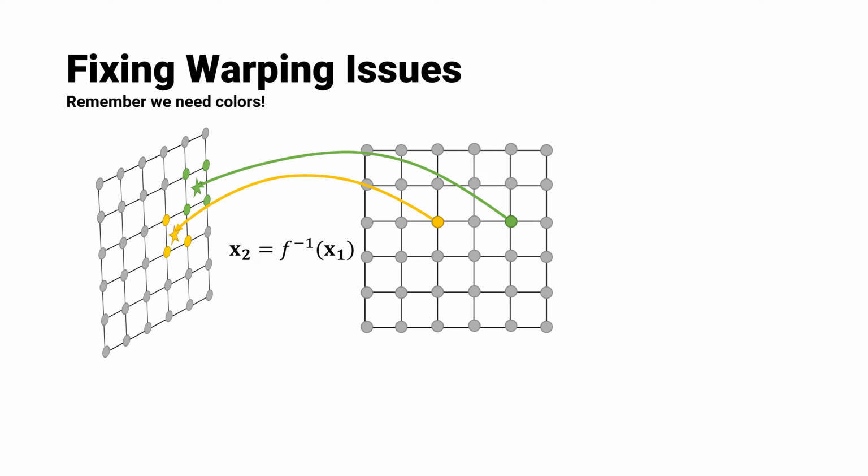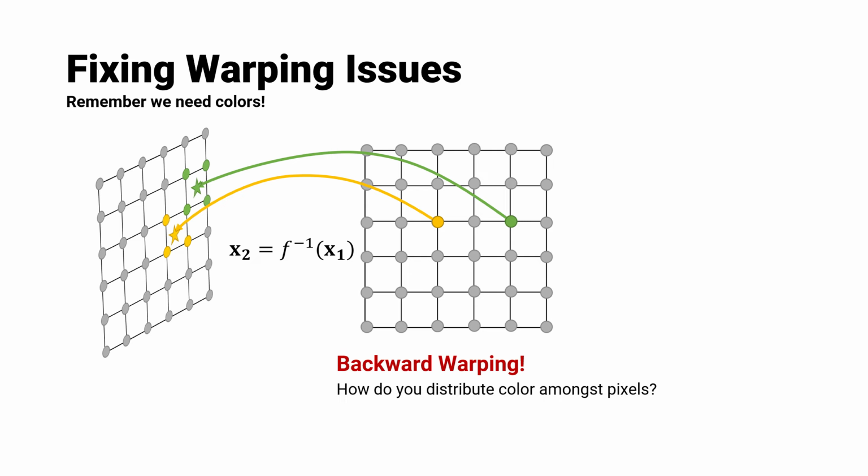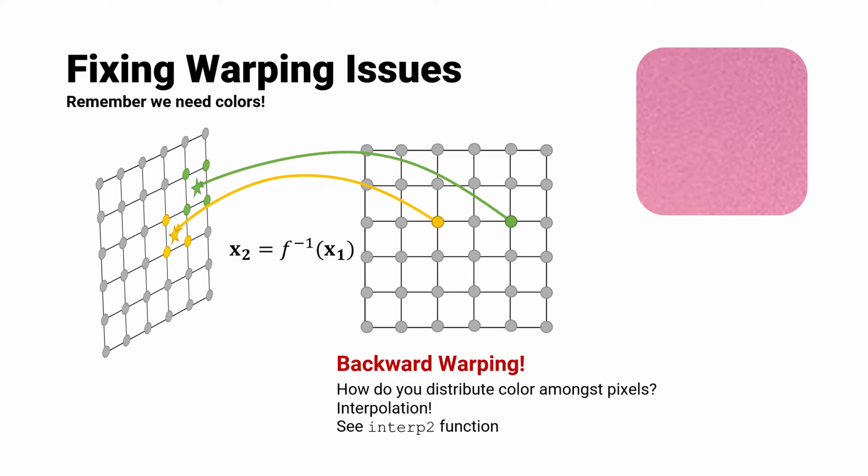Beautiful. So this is called backward warping. So now how do you actually distribute colors amongst pixels? Remember, we have the neighboring pixels. We will use something called interpolation. If you're interested in implementing this, you can use the interp2 function in Python or MATLAB, and we would get beautiful colors like this. Great.